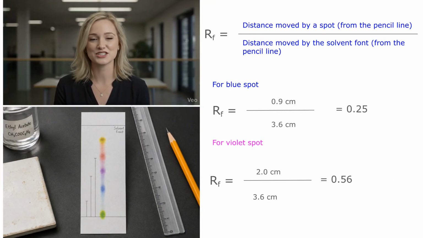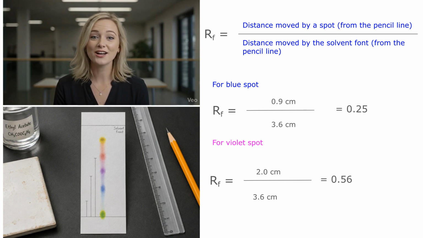Next up, we need to analyze the chromatogram by the retardation factor, the RF value. So we draw on the chromatogram with a pencil line. The pencil baseline starts vertically and ends at one spot of the mixture, for example the blue spot. The formula for the retardation factor is the distance moved by the spot divided by the distance moved by the solvent front.